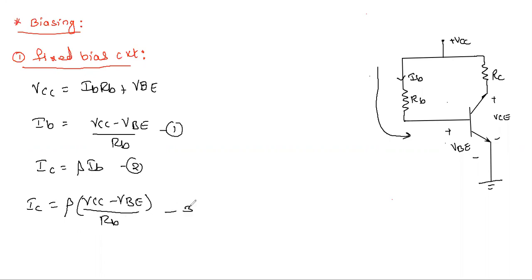From this equation, see here, the collector current is purely depending upon the value of beta. So whenever beta changes, collector current changes. If collector current changes, operating point also changes. So this is the circuit we do not encourage, as it is purely depending upon the value of beta. Now let us see the emitter stabilized bias circuit.